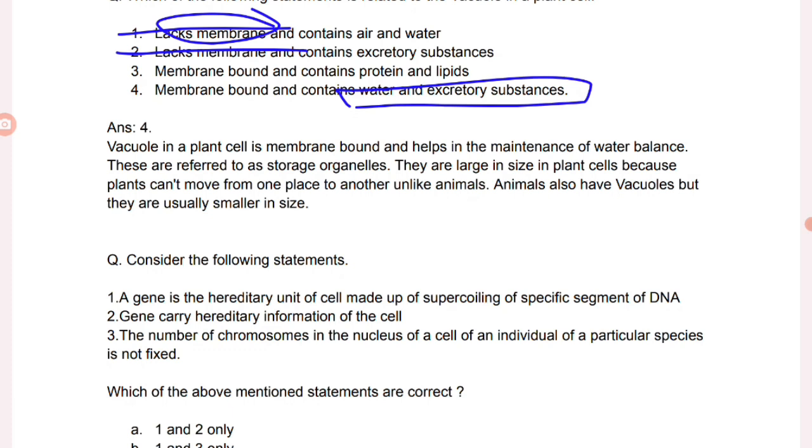Vacuole in a plant is membrane bound and helps in the maintenance of water balance. They are referred to as storage organelles. They are large in size in plant cells because plants can't move. So the plant cells have one large vacuole and animal cells have small vacuoles.